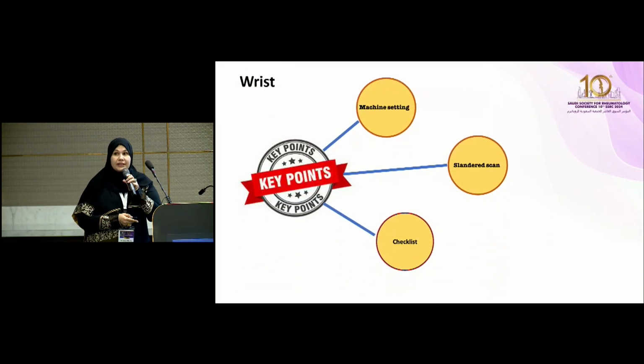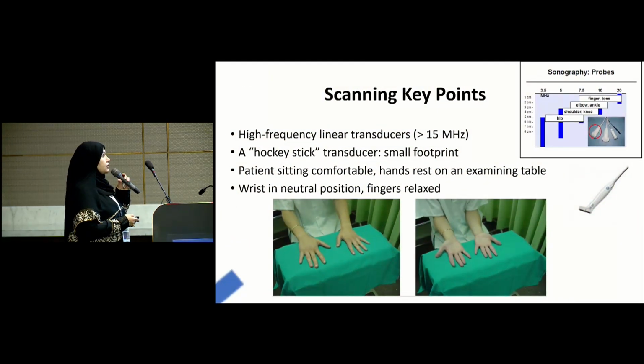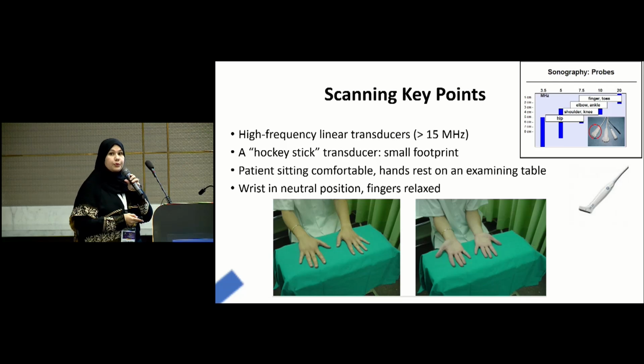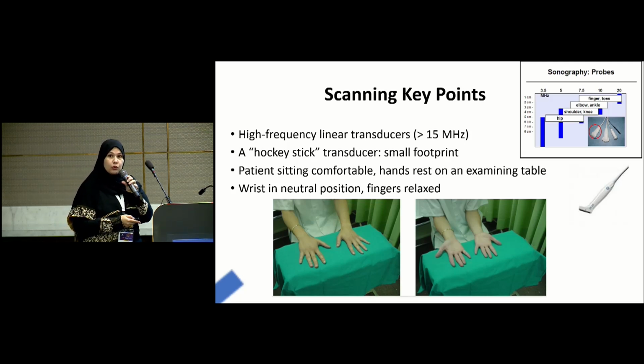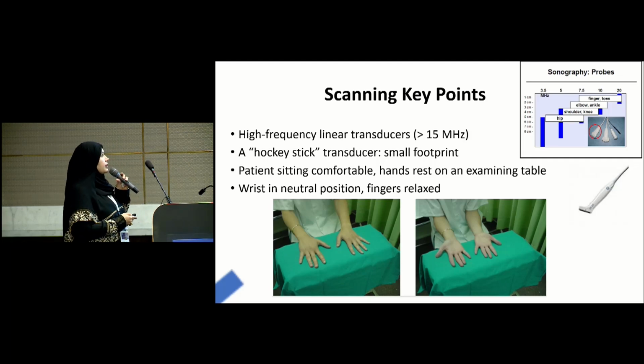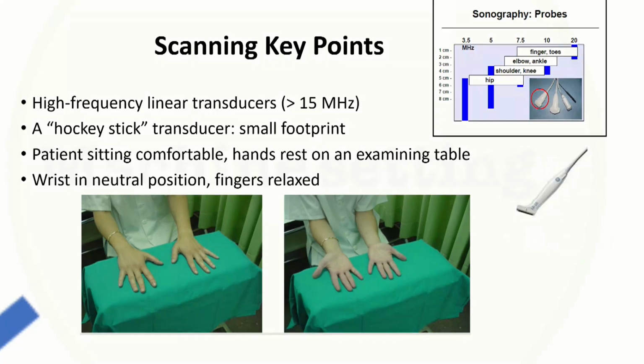So the most important key points for scanning of the hand and wrist is to set up your machine for the proper transducer. High frequency transducer is needed. Hockey stick can also be used. However, its small footprint means it can be used in the small joints, not in the large space area. And relaxed wrist and hand joints.